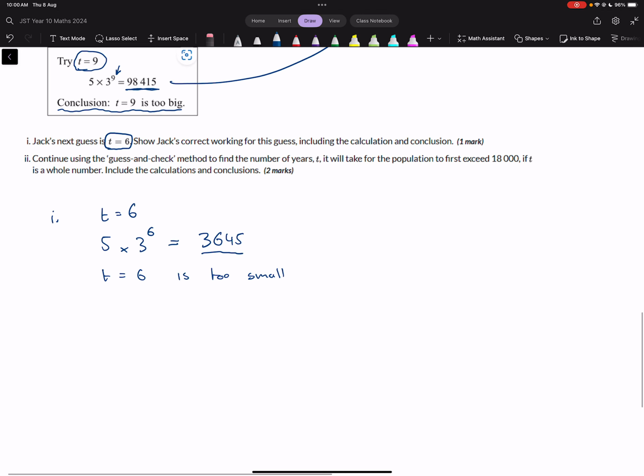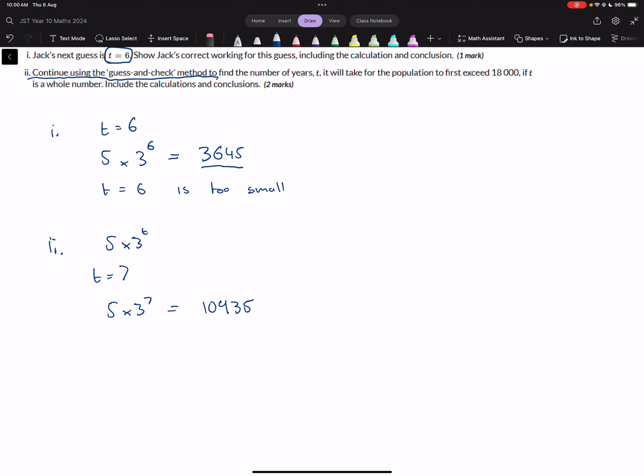So we're going to try a larger number for t as we continue this guess and check method to find the number of years. So we're still using this equation, but we're going to try t equals, let's try 7. We type it into our calculator and we get 10,000. Still, let's keep going. We'll try it to the power of 8 and we get 32,000.